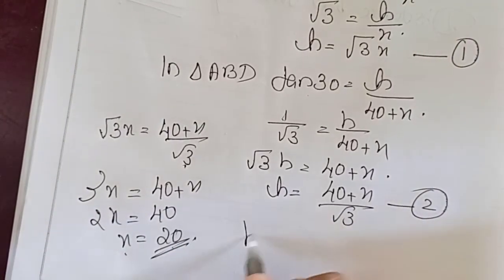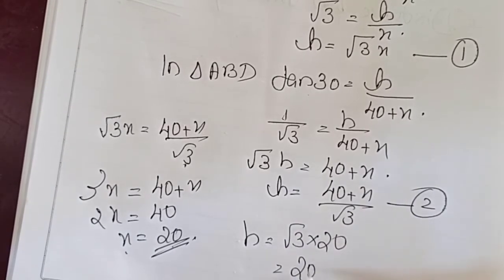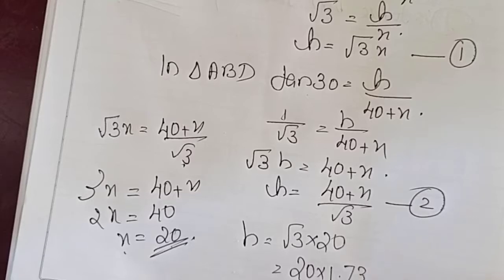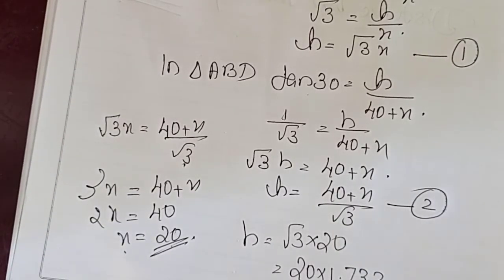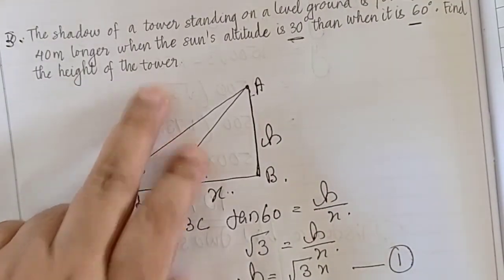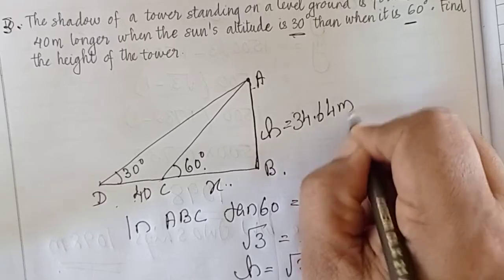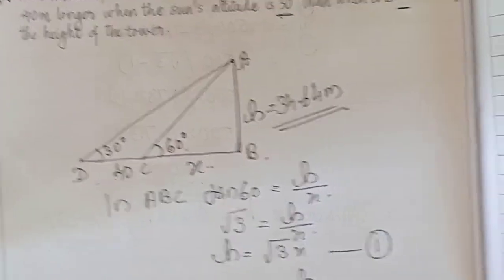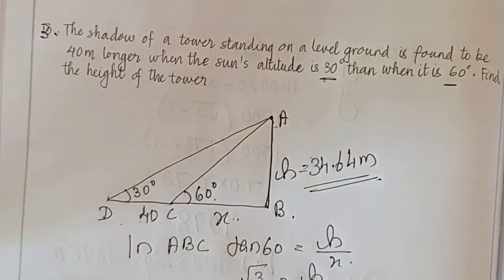Now you put x root 3, that is 20 into 1.732. What is the answer? 20 into 1.732. Say loudly. Yes, 34.64. Here, find the height of the tower is the question. 34.64 meter. Okay. Then write the next question.